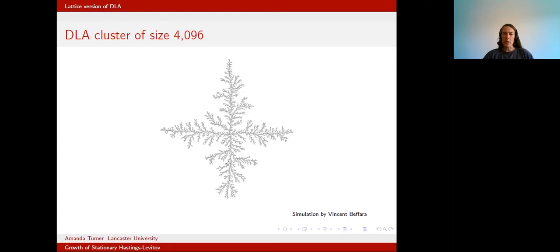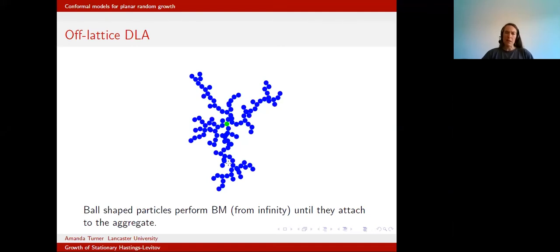Okay, so how might we go about modeling this process in an off-lattice kind of way? So here's a relatively simple idea. Start off again with a seed particle at the origin. And this time, we've got no lattice, so we can't do simple random walks. Instead, we release particles very, very far away and let them perform Brownian motions until they hit. Then you stick a disk on at the point it hits, release another particle, let it do a Brownian motion until it hits the cluster, and stick it on, etc. And so you start to see a picture like this.